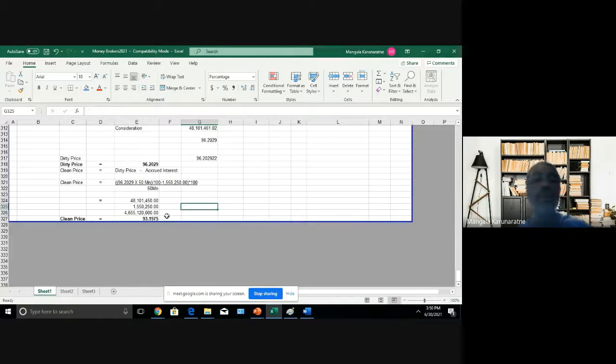Right, so you divide this by 100, and then you divide this by 50 million. Now when you deduct this, you get this figure, 48,101,450. You deduct 1,550,250 from there, right?